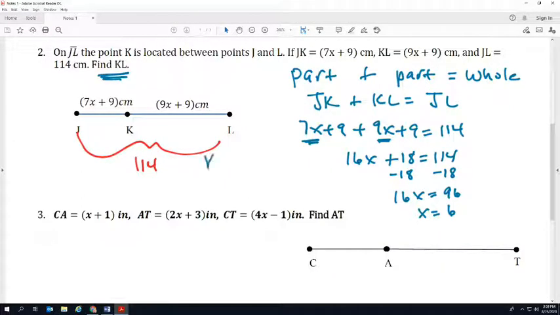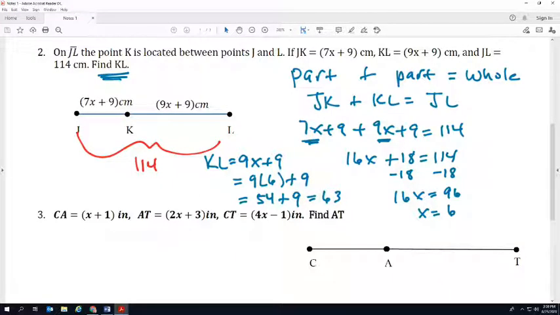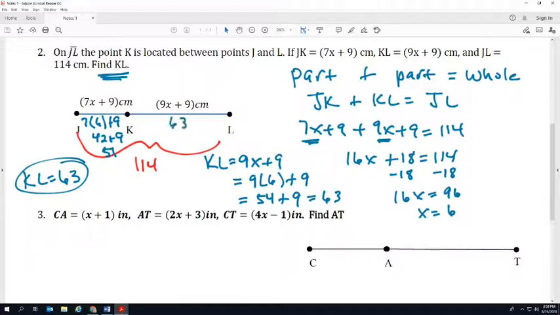So remember, KL equals 9x plus 9. I'm going to plug in what I got for x, so 9 times 6 plus 9, that's 54 plus 9, which gives me 63. So I know that KL equals 63. And you can check your work. Go ahead and find out what JK is. I could do 7 times 6 plus 9. I get 42 plus 9, which is 51. 51 and the 63 we just had should combine to be 114.